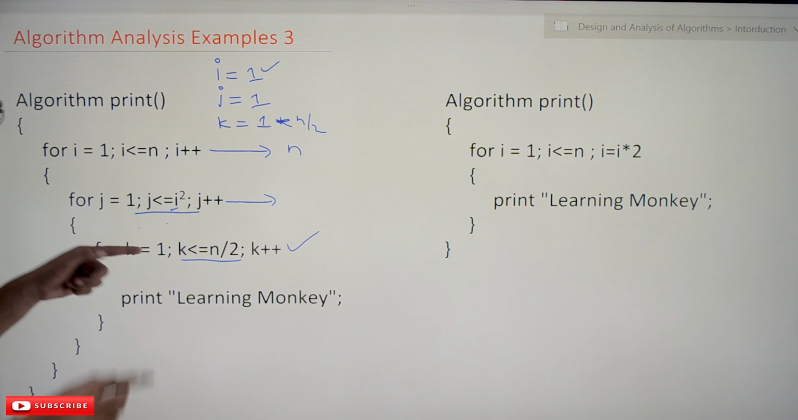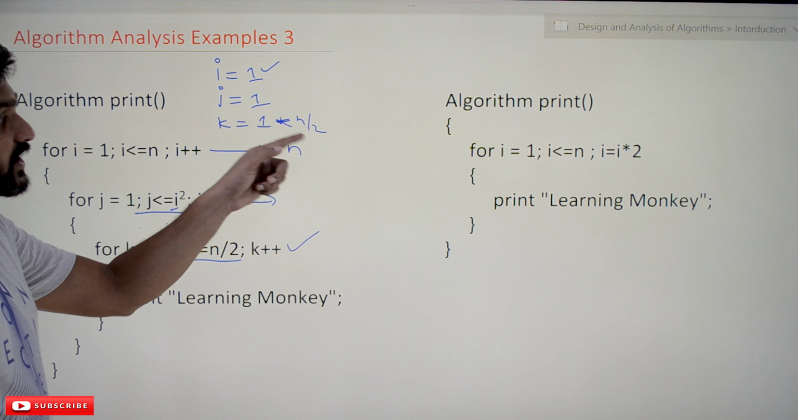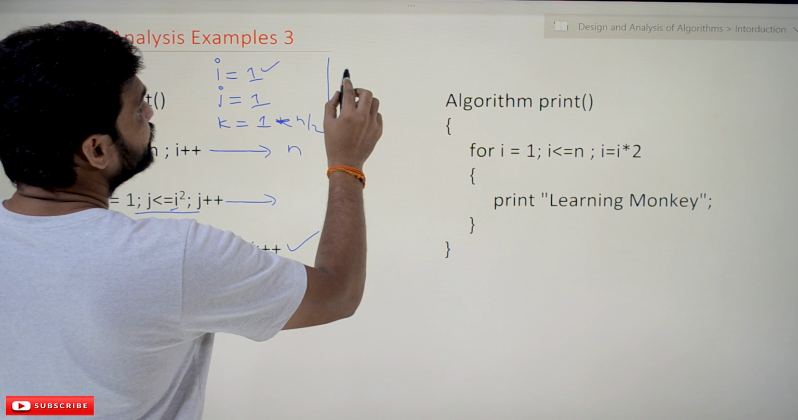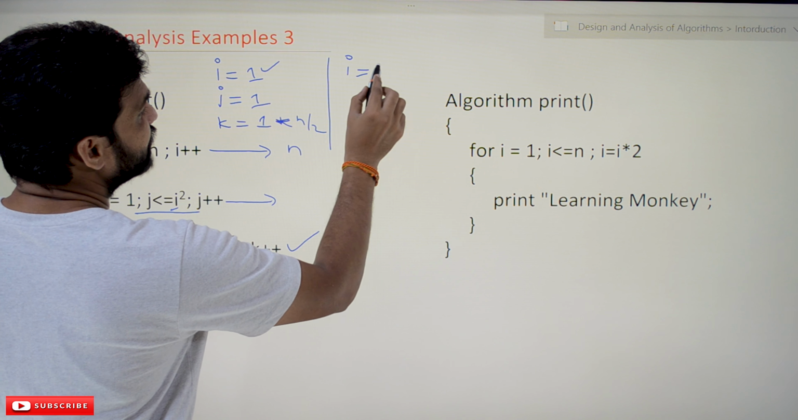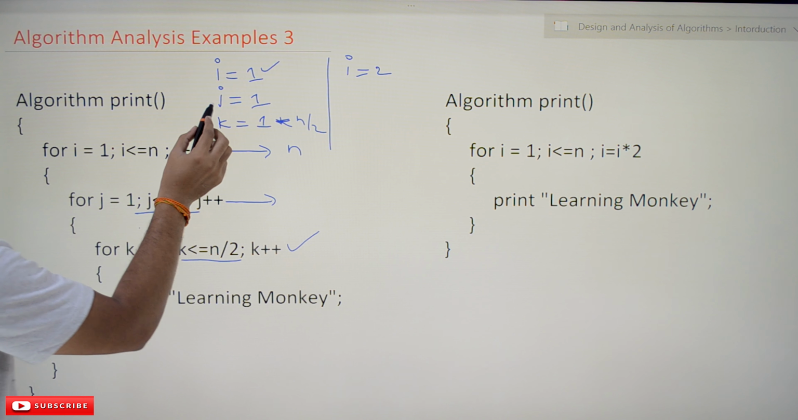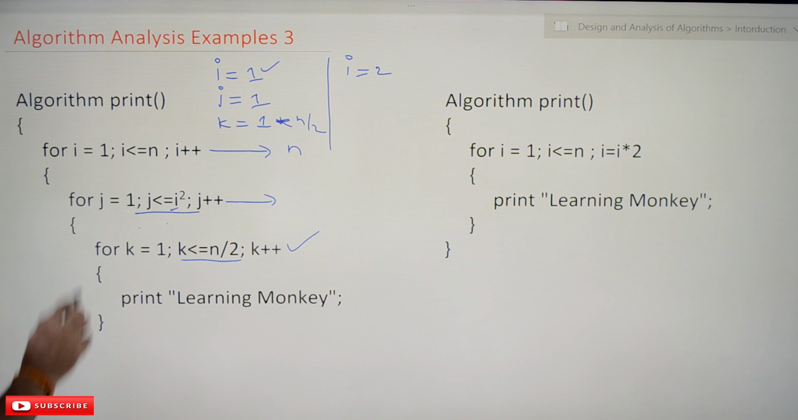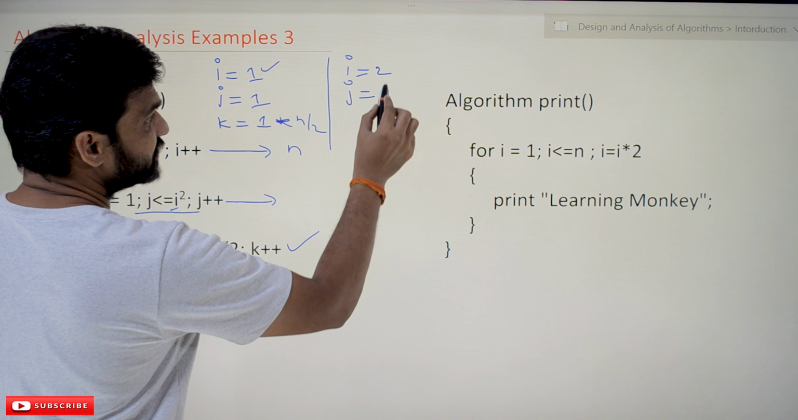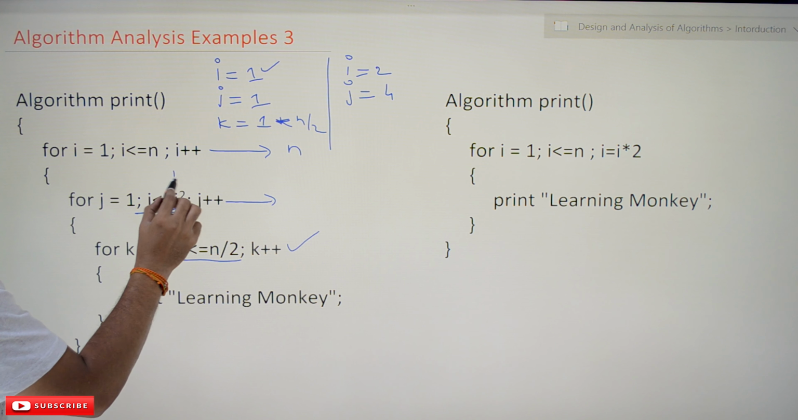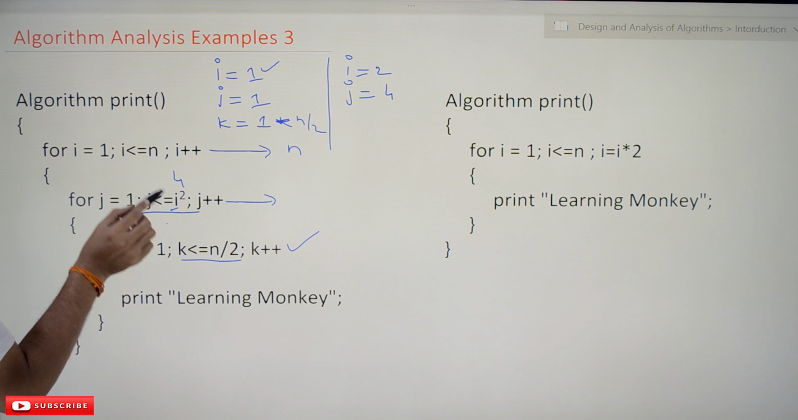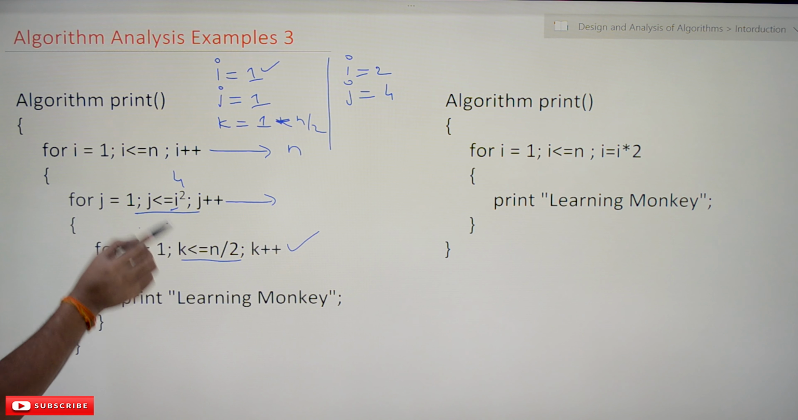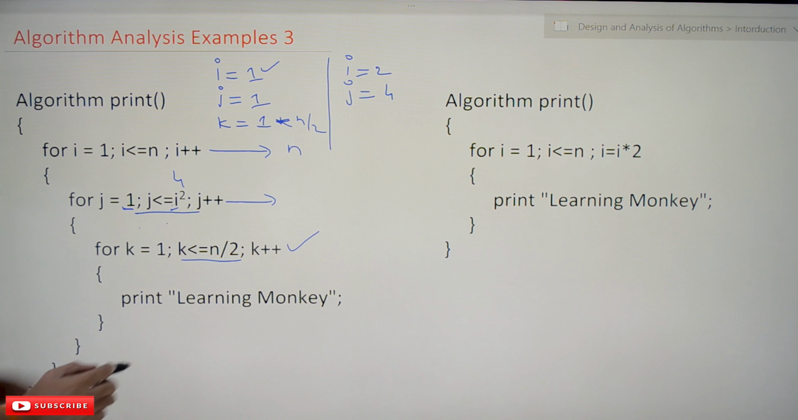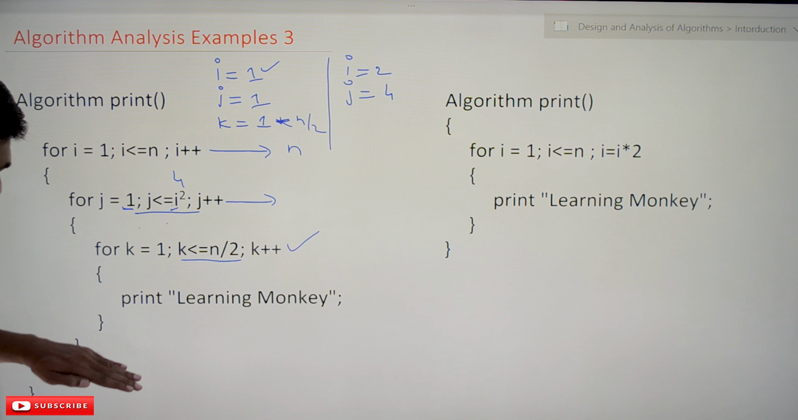This k loop is going to iterate for n by 2 number of times. Okay, the next one: in the next iteration the value of i is equal to 2. In this case, how many times will the j loop iterate? The j loop will iterate for i square number of times. I square means 2 square. The value of i is equal to 2, so i square is equal to 4. So j less than or equal to 4, starting from 1, means this loop is going to iterate for 4 times.